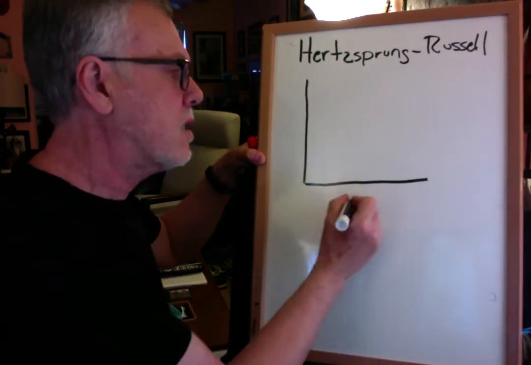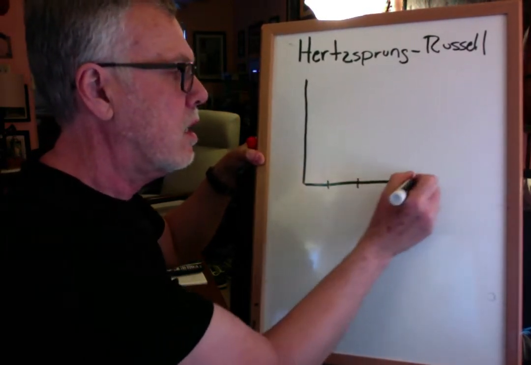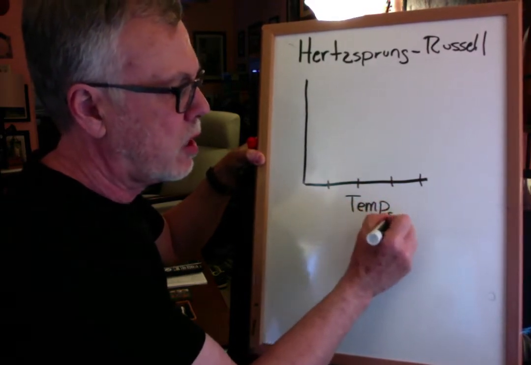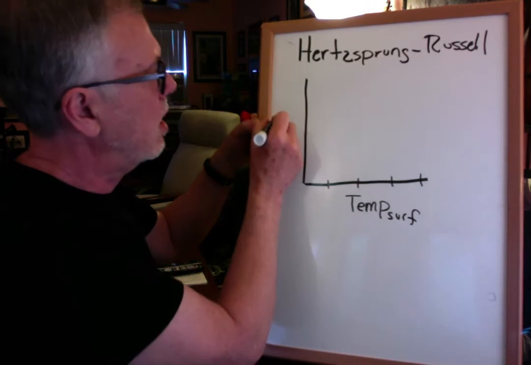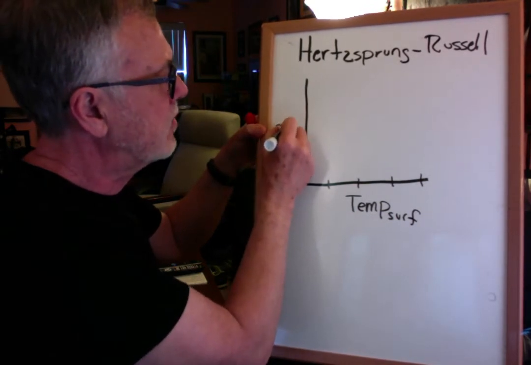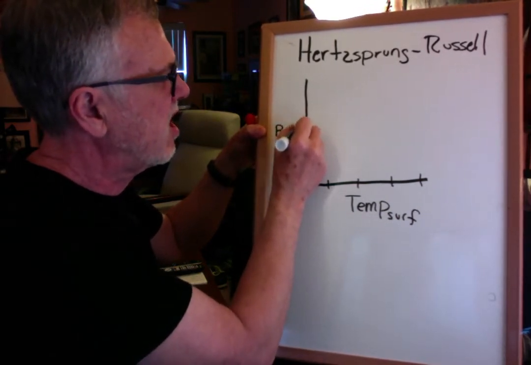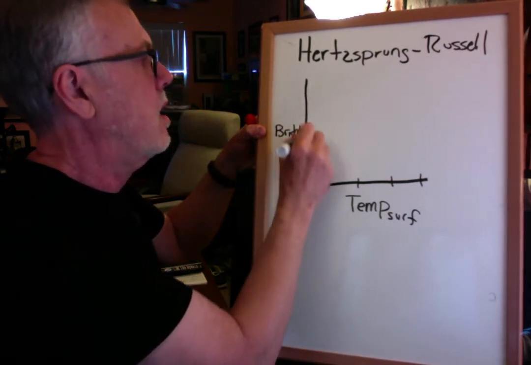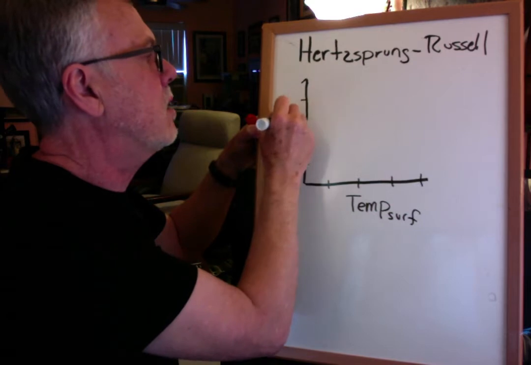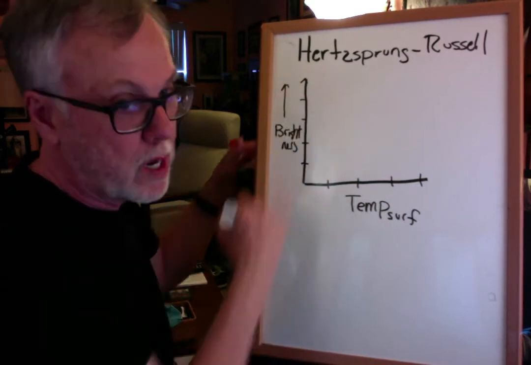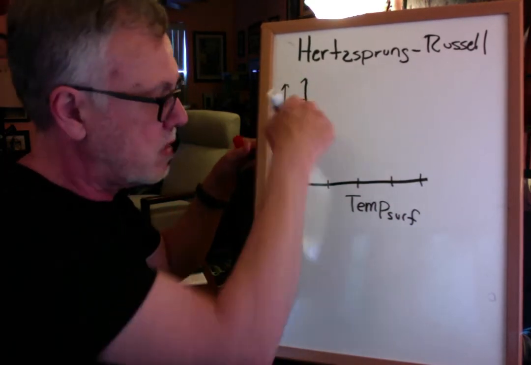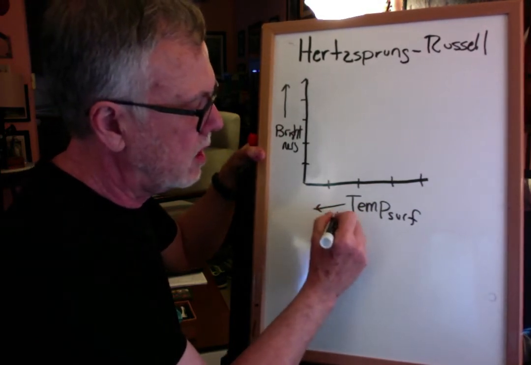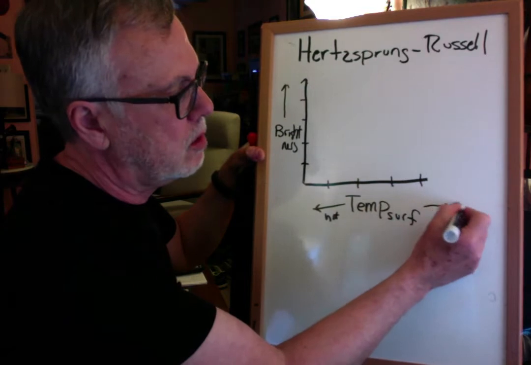And on this axis down here, they graph the temperature of the surface of stars. And on here, the brightness of stars. And the scales on this is such that it gets brighter going up. So it goes brighter going up that scale, dimmer down, and it gets hotter going to the left and cooler going to the right.